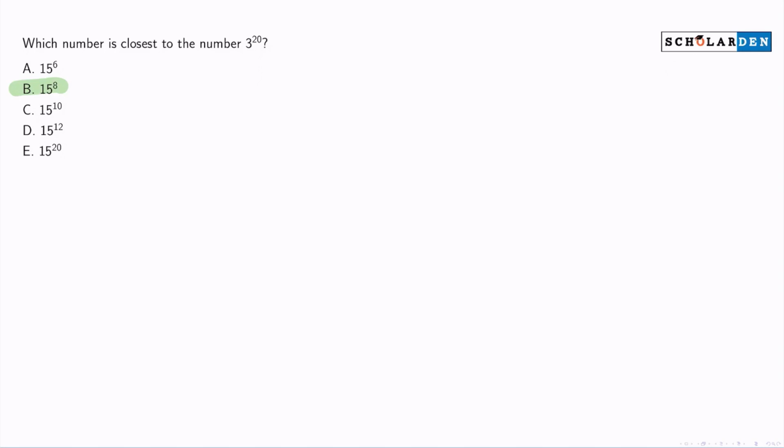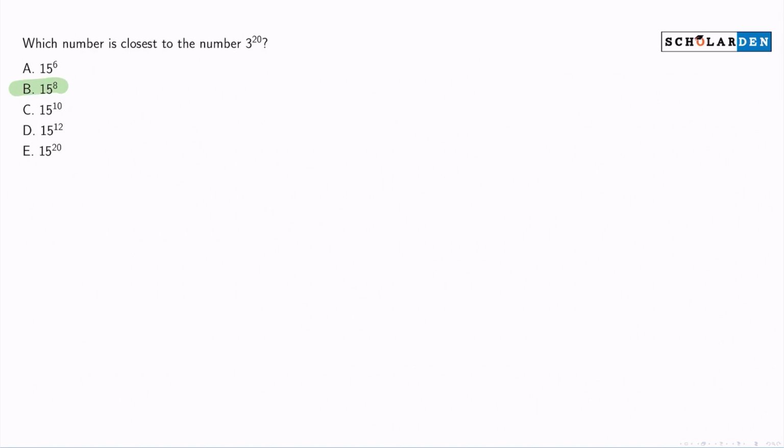In this question, we're trying to figure out which number is closest to the number 3 to the power of 20. The answer is B, and I'm going to explain why. First off, we need to understand that this problem is dealing with approximation. We're not trying to find an exact equivalence here. We're just trying to see which of these listed answer choices is closest to 3 to the power of 20.